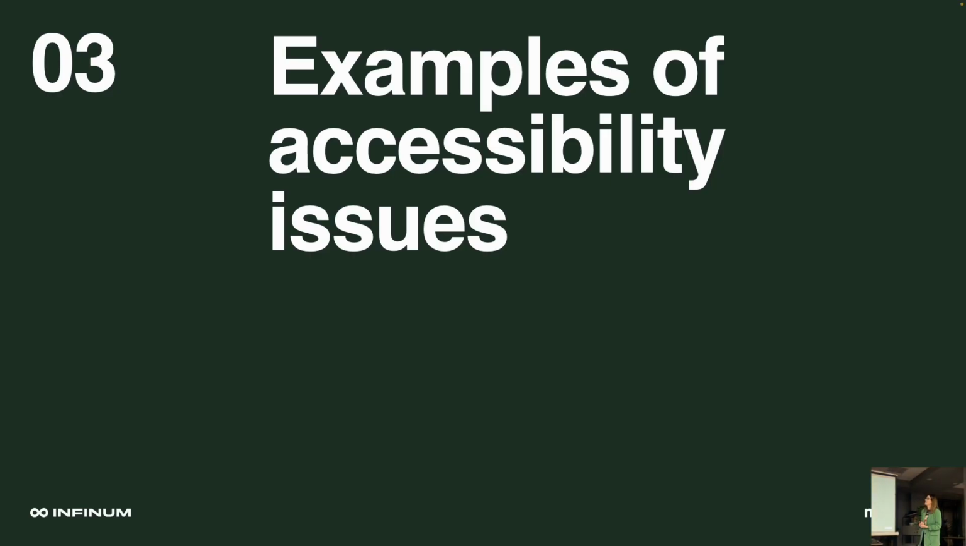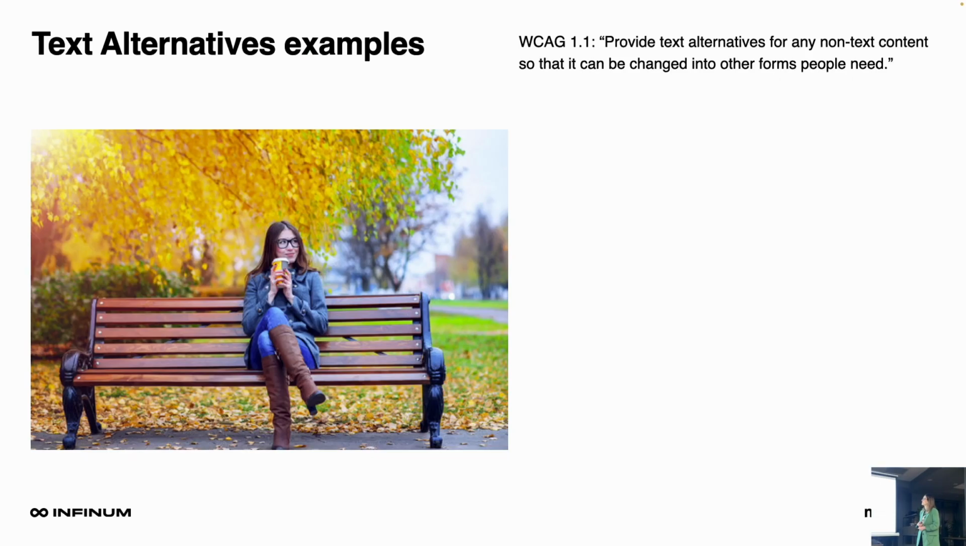Okay, and now I'm going to show you some examples of accessibility issues, but Ange already did a great job. So this is my first example. This is for text alternatives. WCAG says that we need to provide text alternatives for any non-text content so that it can be changed into other forms people are using.